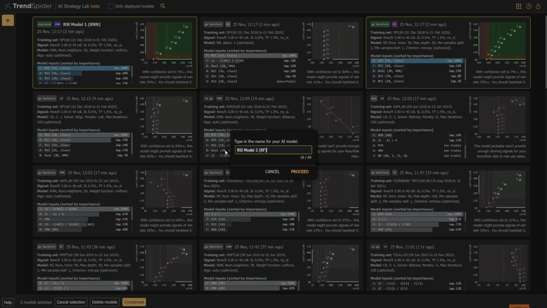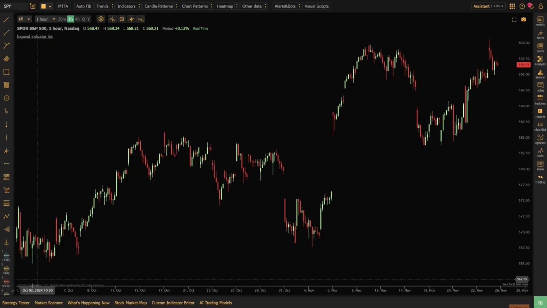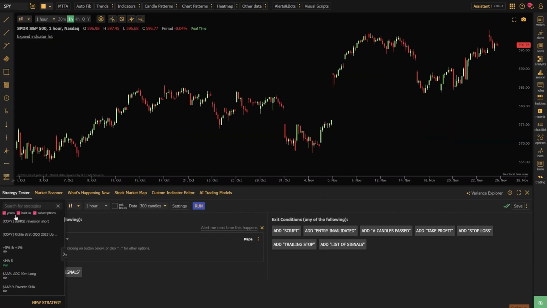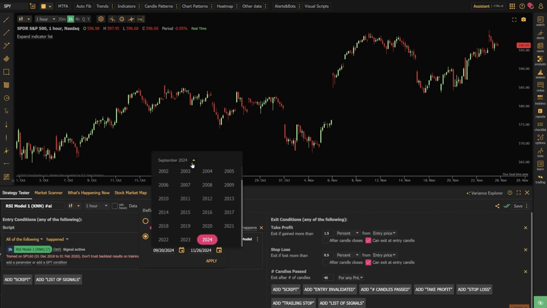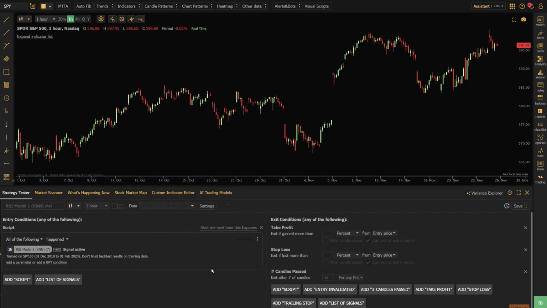With our models deployed, the first step in validating an AI strategy is to test it on out-of-sample data. Since the models were trained on data from December 1st, 2018 to February 1st, 2020, an alternative data set was selected for the strategy test, specifically the period from February 1st, 2020 onward. Here's how the results compared.